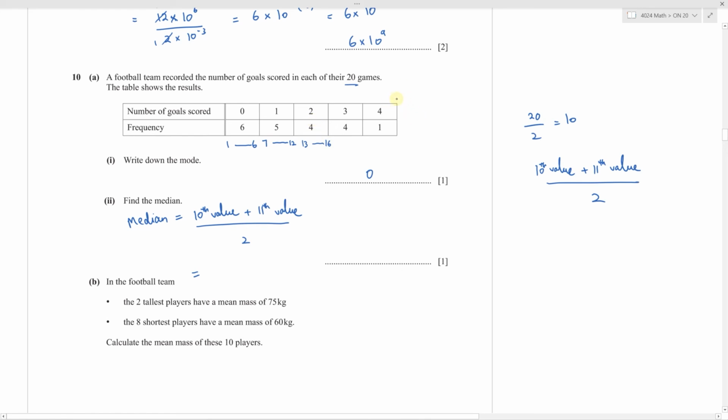I can write it in expanded form as well. So you have 6 zeros: 1, 2, 3, 4, 5, 6. Then you have 5 ones: 1, 2, 3, 4, 5. And then you have 4 twos: 1, 2, 3, 4. I don't have to write any further because I'm only interested in the 10th and 11th value. So 1, 2, 3, 4, 5, 6, 7, 8, 9, 10. This is the 10th value and this is the 11th value. Both are 1. So this will be 1 plus 1 divided by 2, 2 divided by 2, which is 1. So your median value is 1.